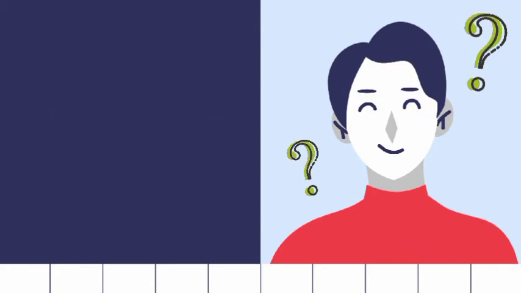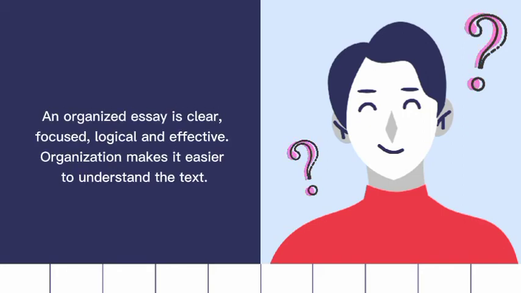Another property of a well-written text is the organization. It is very important because an organized essay is clear, focused, logical, and effective. Organization makes it easier to understand the text.